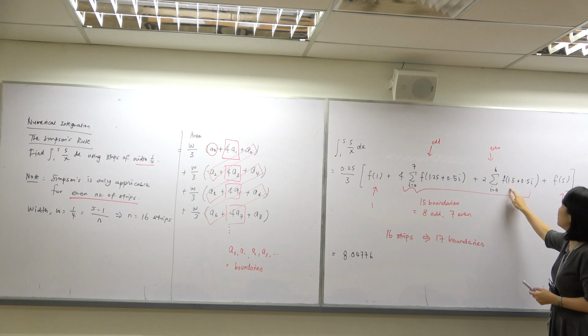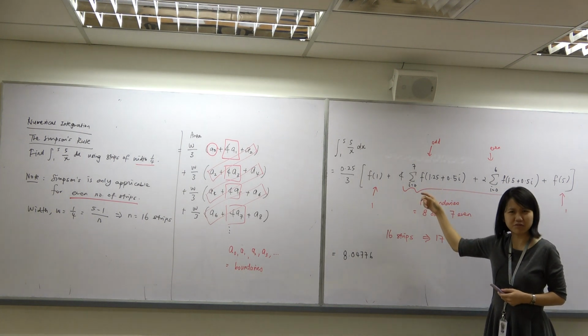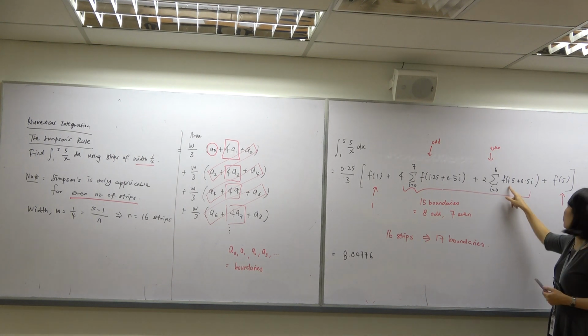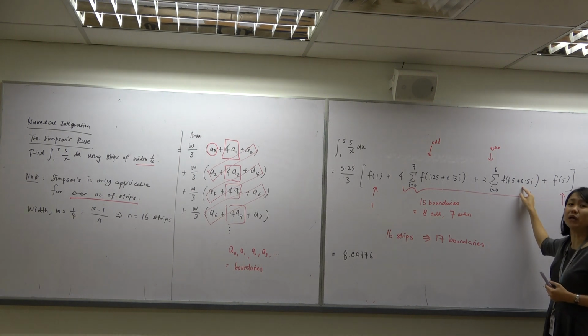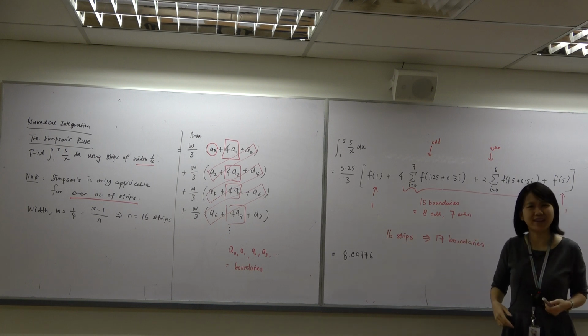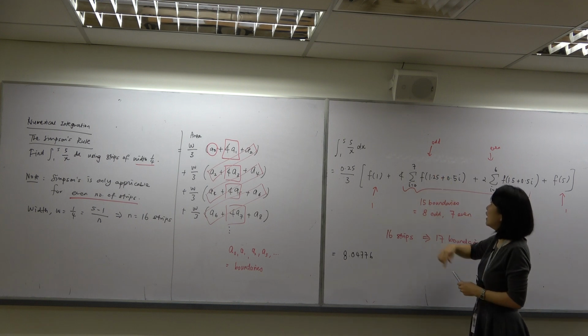And what about even? It is 2 times summation. Because right after F(1.25), which is an odd boundary, I'm going to get an even boundary, which is F(1.5). And why did I add by 0.5i? It is because it is 2 times the width times i. Why? Because for the next even to appear, it is actually 2 widths away.